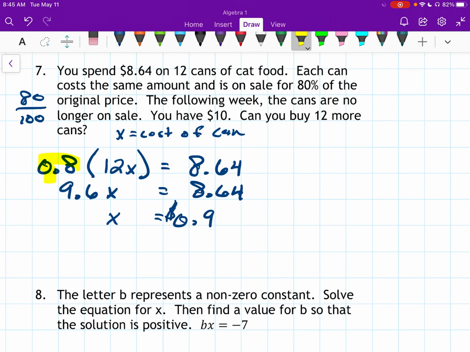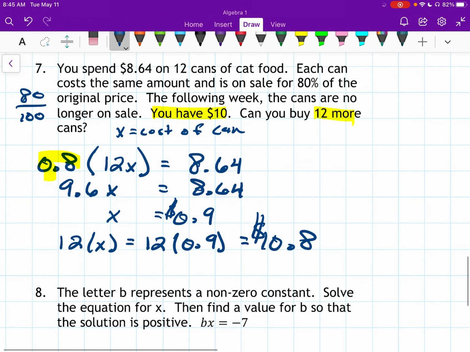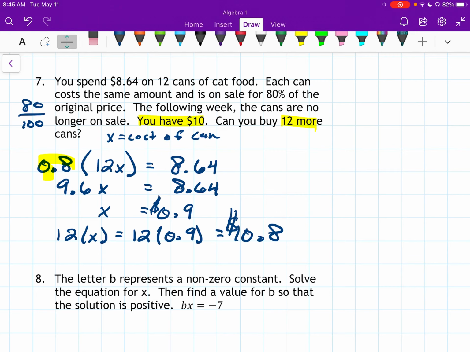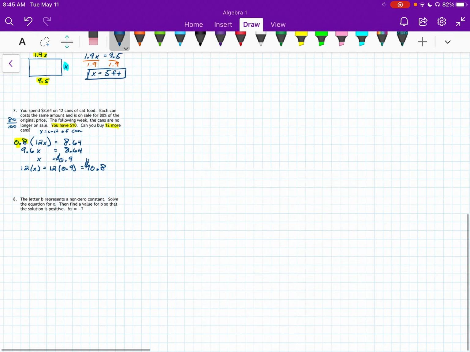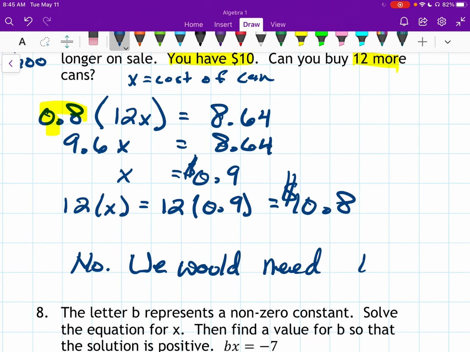Now we want to know, with $10, can we buy 12 cans? So I'm going to say, well, 12 times x is going to be 12 times 0.9, which is 10.8. So $10.80. So now we look at that and we're like, well, that is a larger amount than $10, so no, we cannot. So no, we cannot buy 12 cans. We would need $10.80.